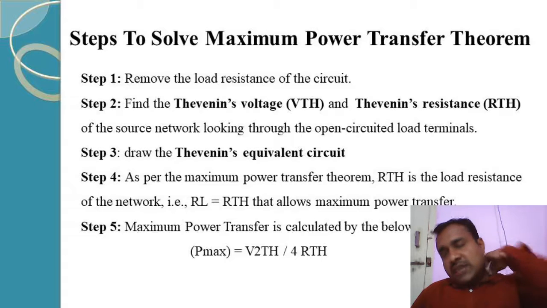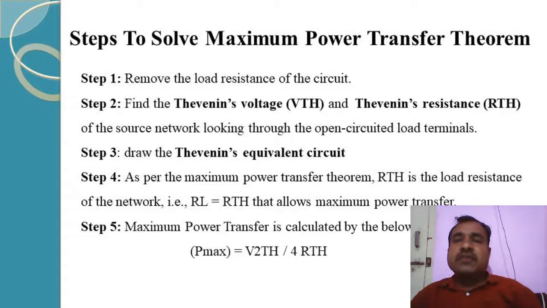Now, steps to solve a network using the maximum power transfer theorem. To apply the maximum power transfer theorem, we need to follow certain steps. Step number 1, remove the load resistance from the circuit. These steps are similar to the ones we have discussed in Thevenin's theorem. That is, remove the load resistance, find out the Thevenin voltage, find out the Thevenin resistance, and redraw the Thevenin equivalent circuit.